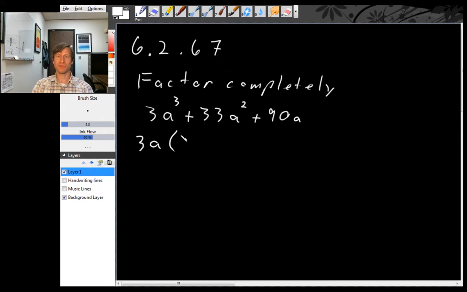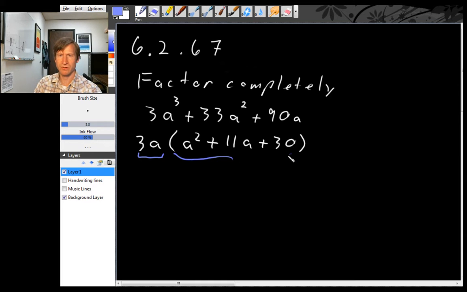And then the stuff that's left over from 3a cubed, after you factor out 3a, that leaves behind a squared plus. Now when you factor out 3 from 33a squared, you're left with 11a. And then factoring 3a out of 90a, that leaves behind 30. Okay, now this part in front, we're done with this part. So now we need to complete factoring this part, the quadratic part. The 3a we're done with, so it just sits there.